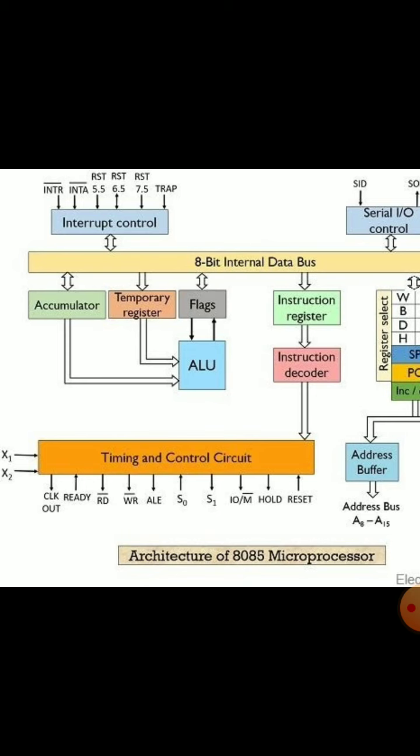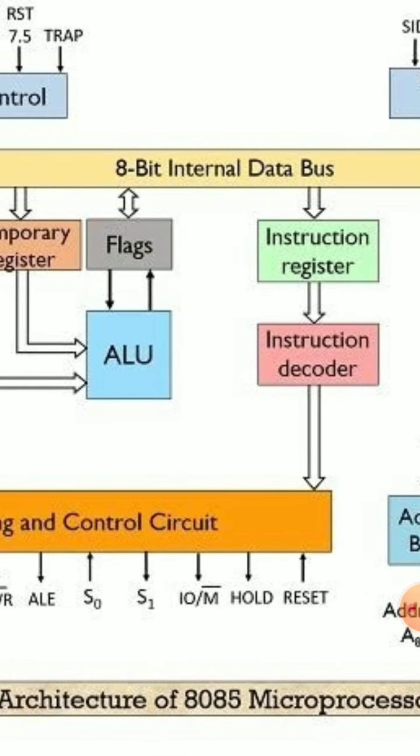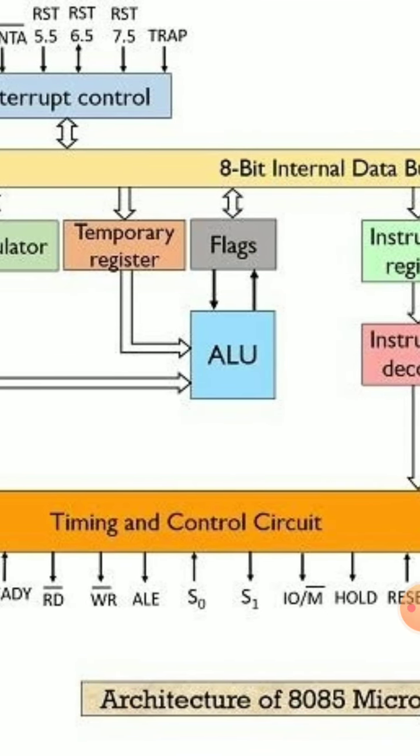So this hold is mainly used. Then IO/M bar. IO indicates input and output, and M bar indicates memory. So what type of access, what type of communication has to be done, whether you want to communicate with IO devices or memory, can be decided by this IO/M bar signal.